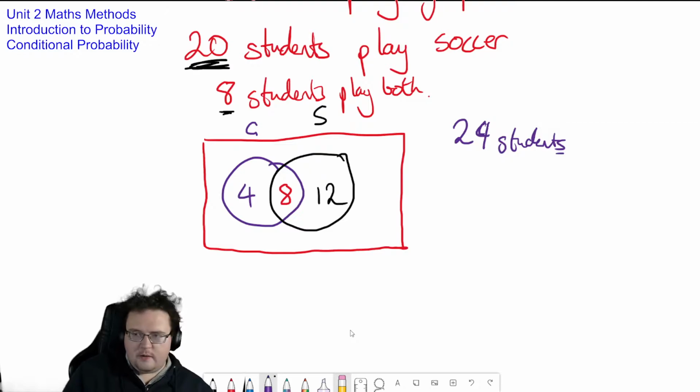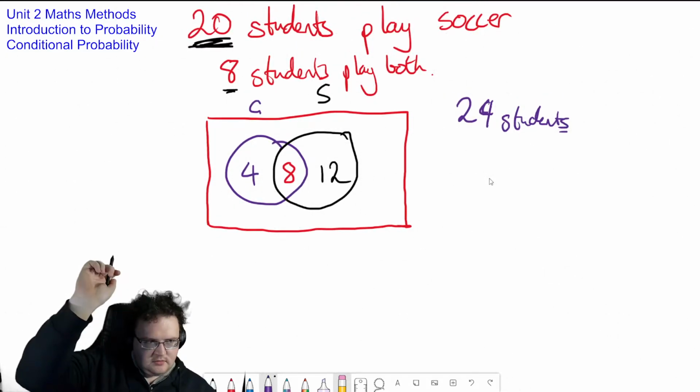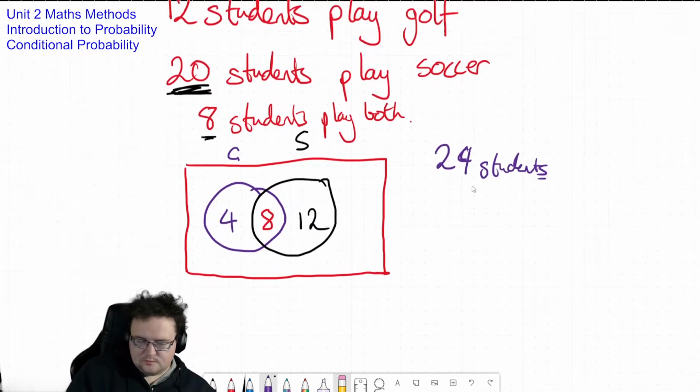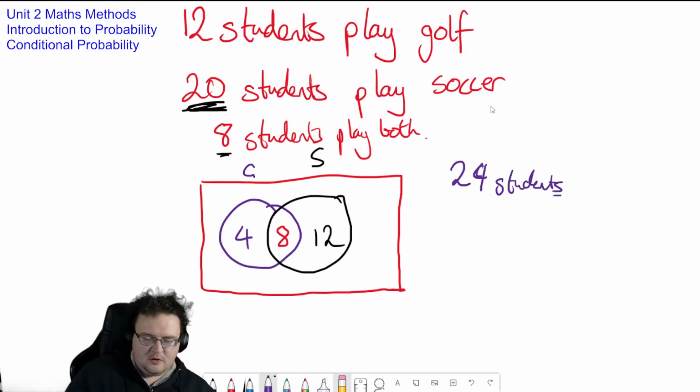Now, if I was to talk about all the different probabilities that came out of this, what is the probability of picking a kid who plays golf? Well, there are 12 kids who play golf. There are 20 kids who play soccer. How many kids are there in total in the class? There are 24. Every kid is accounted for. No kid plays neither, we assume. But this is where the idea of conditional probability comes in.